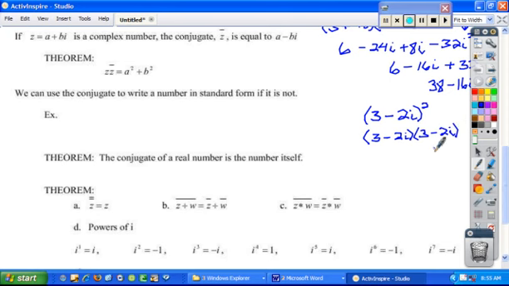Remember that i squared is -1, okay? It's the square root of -1. No, i squared is -1, and i is the square root of -1, okay? I hate saying "i is" all the time. It sounds like bad grammar.